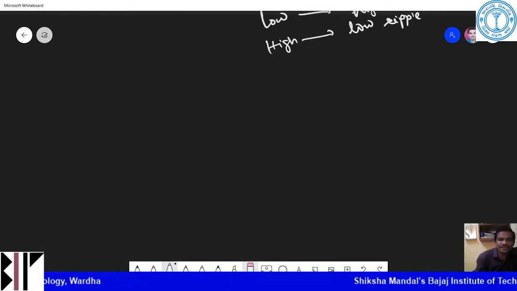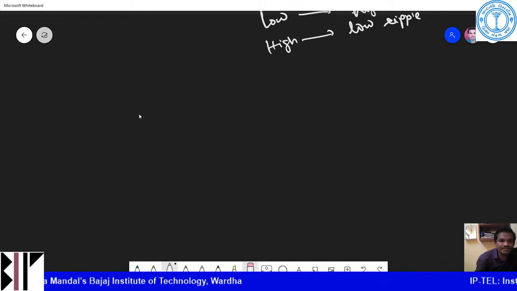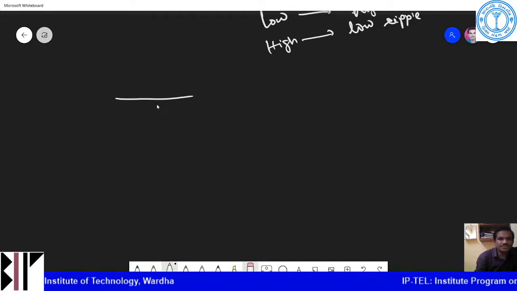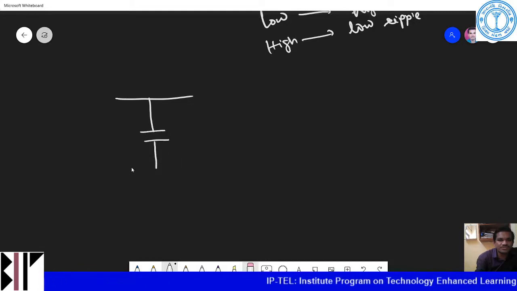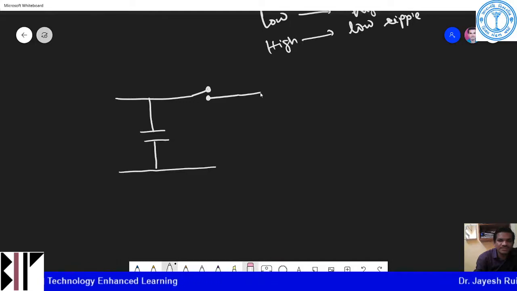Okay, so I will draw the buck converter diagram. I will use white color. This is my capacitor, and then we have the switch. Okay, switch, or you can say the device, that is your SCR.